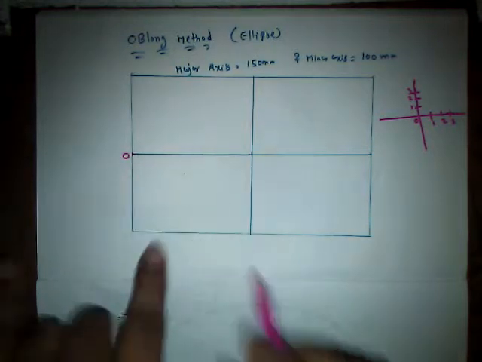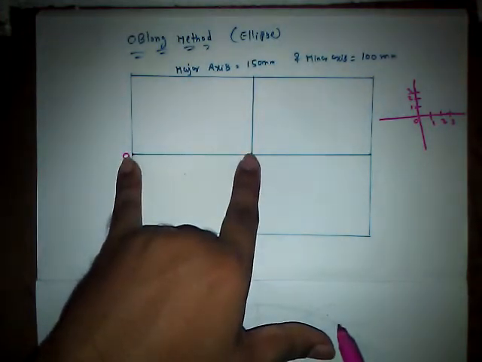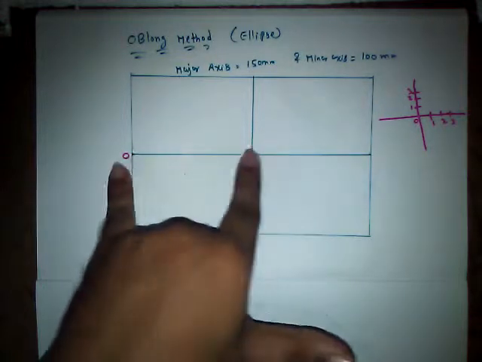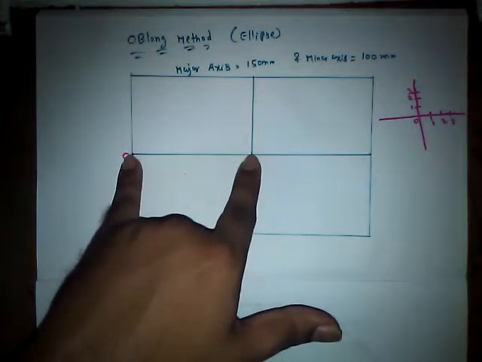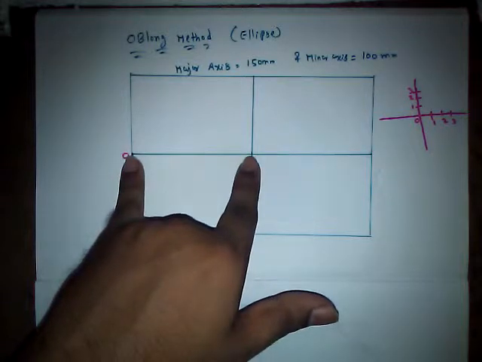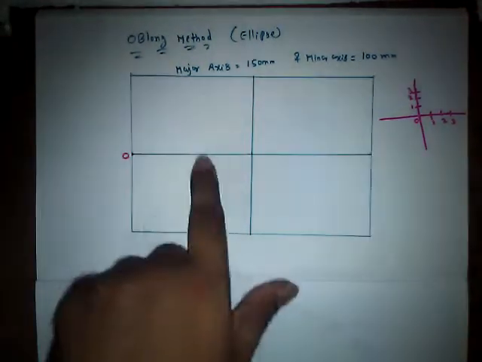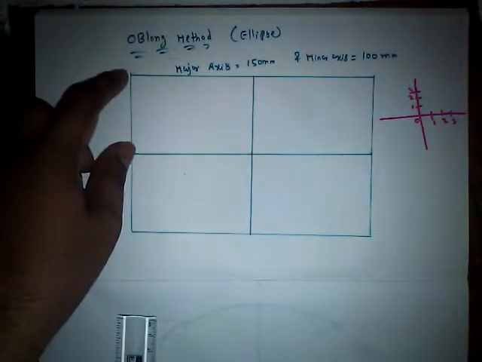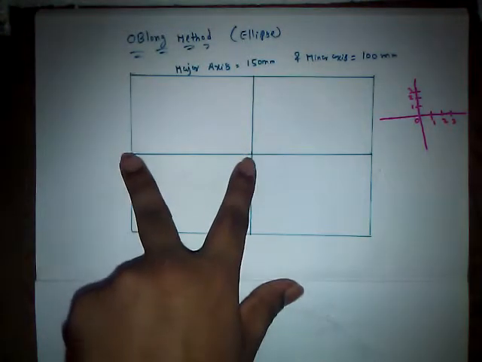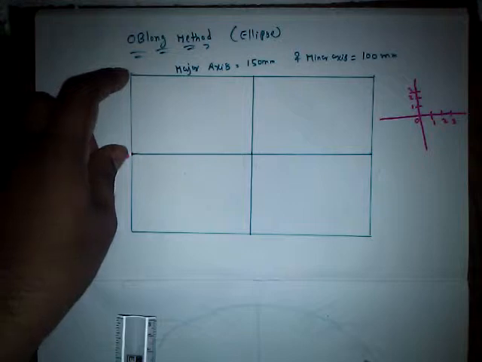Okay, here we need to divide the half of the major axis. This is a complete major axis, so this is going to be half of the major axis part, and this is our minor axis length. This is our x-axis and this is our y-axis. We need to divide the x-axis and the y-axis into an equal number of parts, and the number of points on the x-axis should be equal to the number of points on the y-axis.